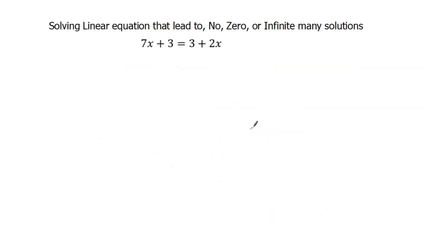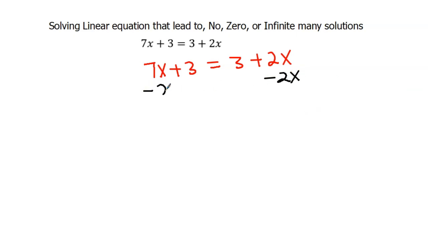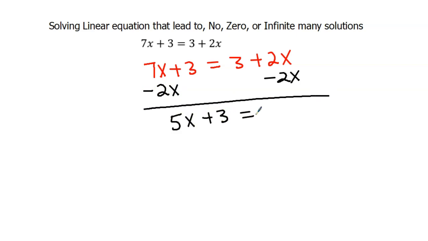Okay, let's look at another one here. We get 7x plus 3 equals 3 plus 2x. We want to combine like terms, so we subtract 2x here. Repeat the same thing here. That gives us 5x plus 3. This gives us 3. This goes away, 3 minus 3 into 0.